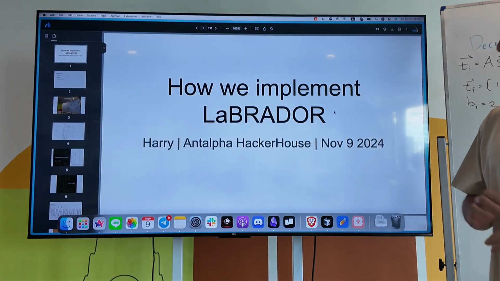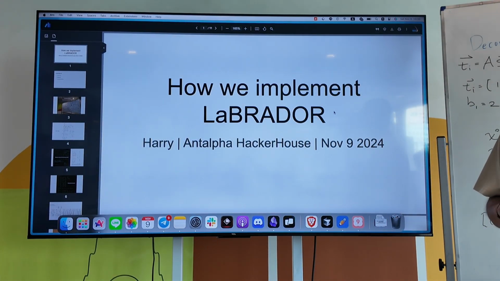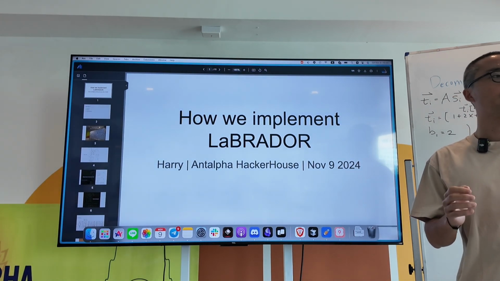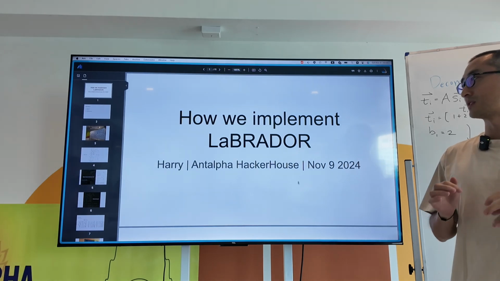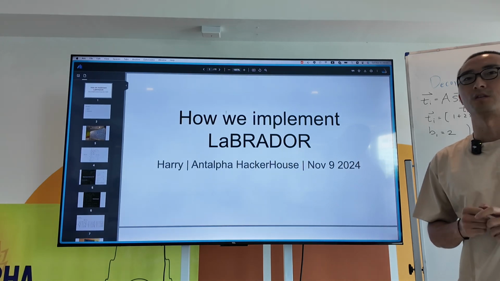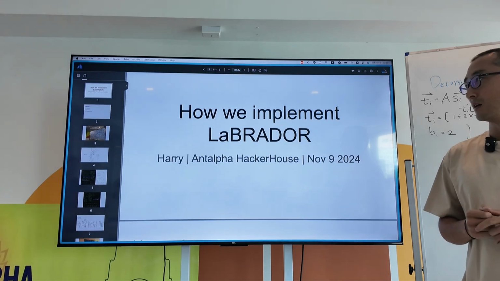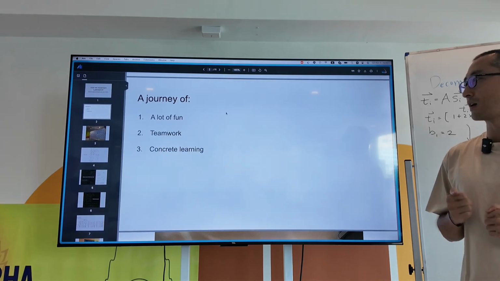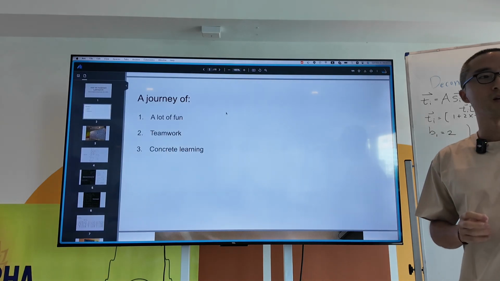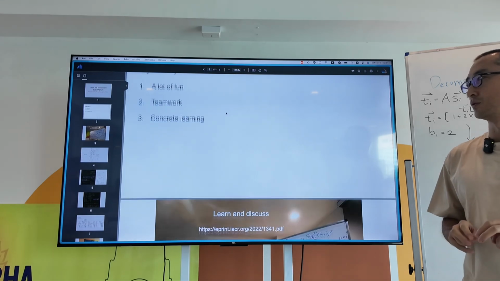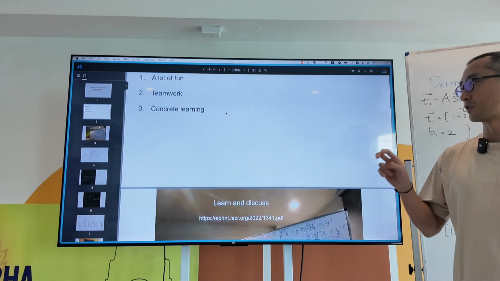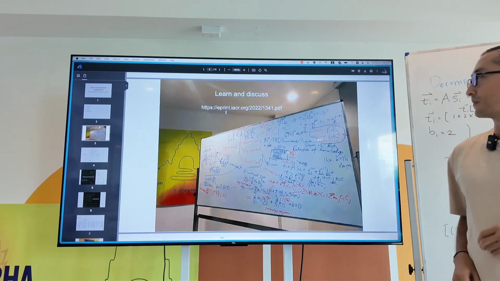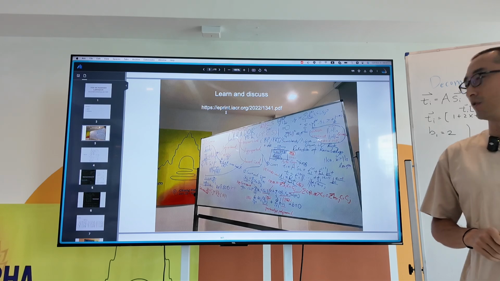Although we didn't finish the whole protocol, we only finished the first interaction between the prover and verifier, and used some test data for the random data and parameters. But I think we still learned a lot. This journey was a lot of fun, teamwork, and concrete learning because you are implementing it. You know what the structure and the data mean. So I'll go through the implementation process for us.